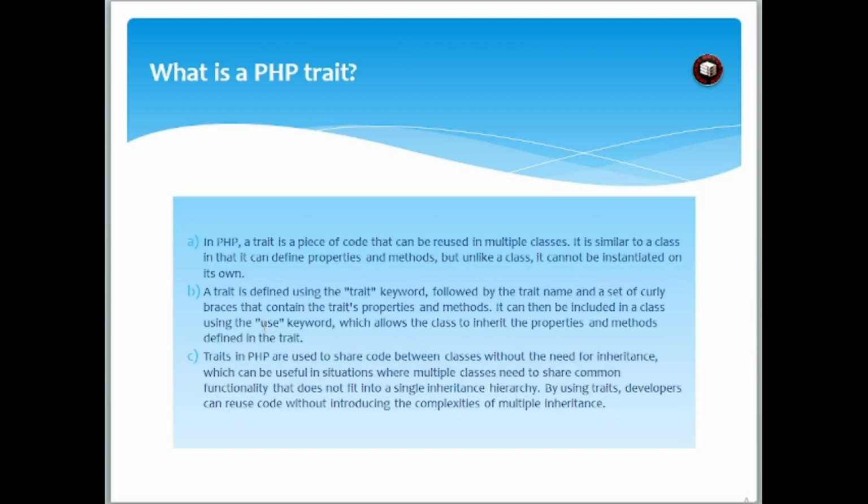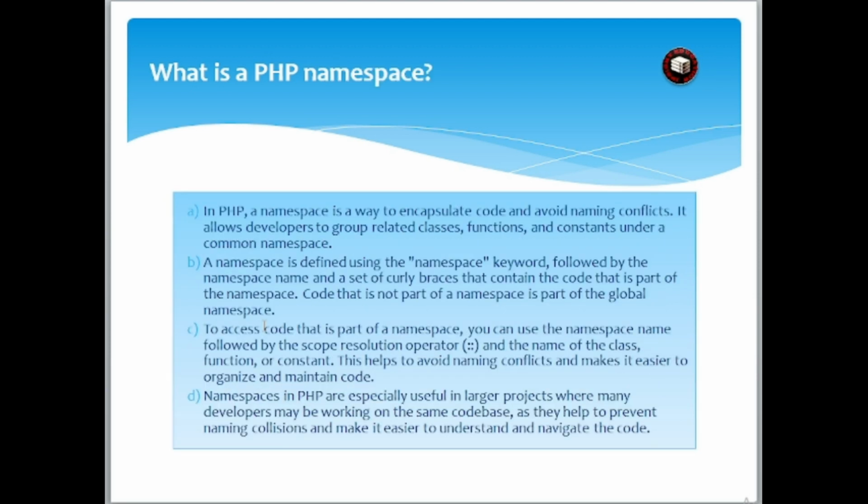Next, what is PHP namespace? Namespace is a way to encapsulate code and avoid naming conflict. It allows developers to group related classes, functions, and constants under a common namespace. A namespace is defined using the namespace keyword followed by the namespace name and a set of curly braces that contain the code that is a part of namespace.